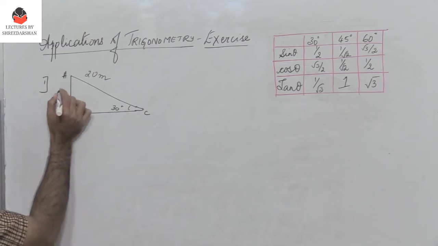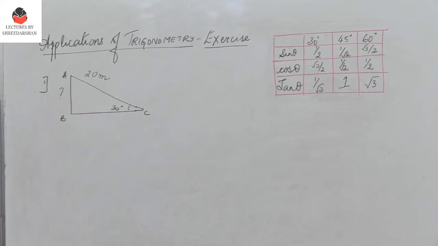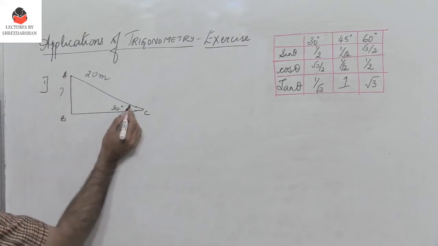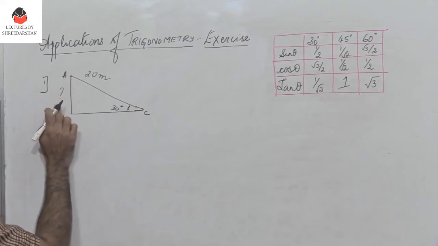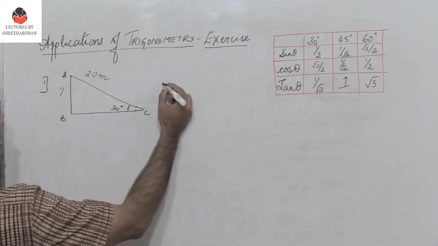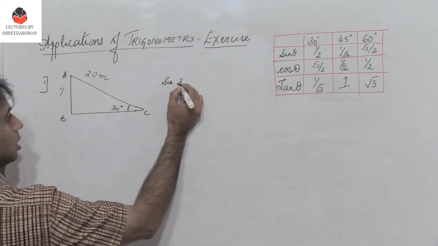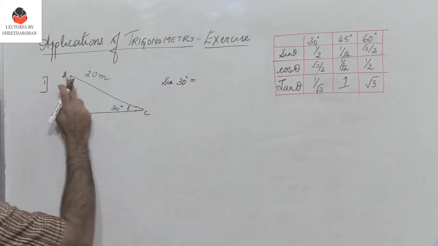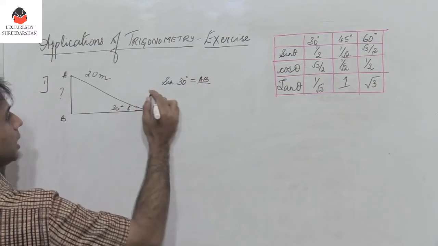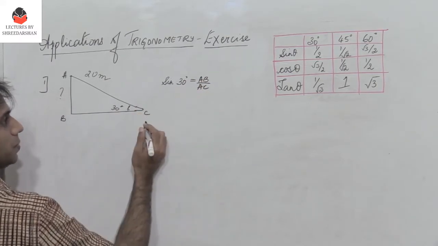So we need to find the height of the pole, right? So this is the rope which is tied to the pole here, and it makes an angle of 30 degrees, so I need to find AB. This forms a right angle triangle, and we know that, let's apply sine 30. So what is sine 30? It is nothing but the opposite side AB divided by the hypotenuse AC, right?